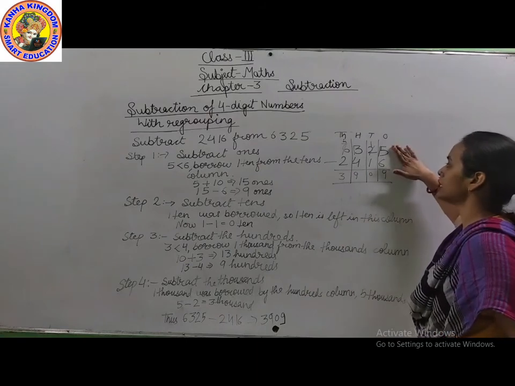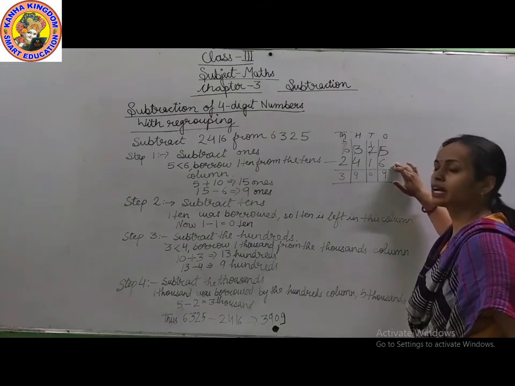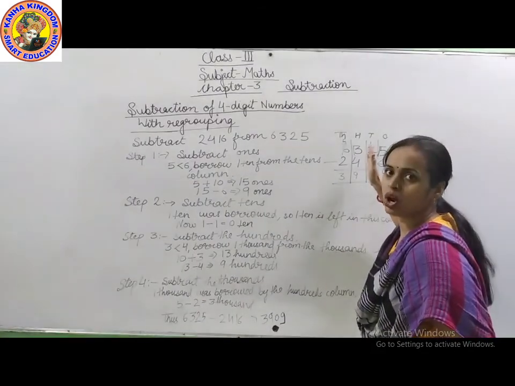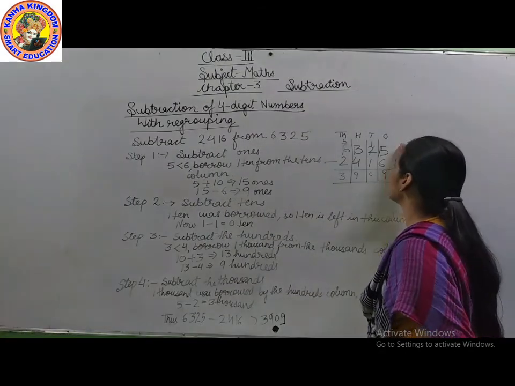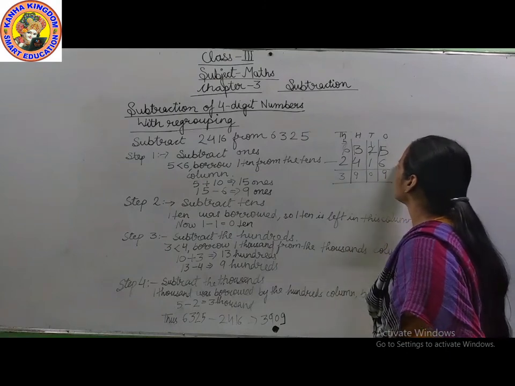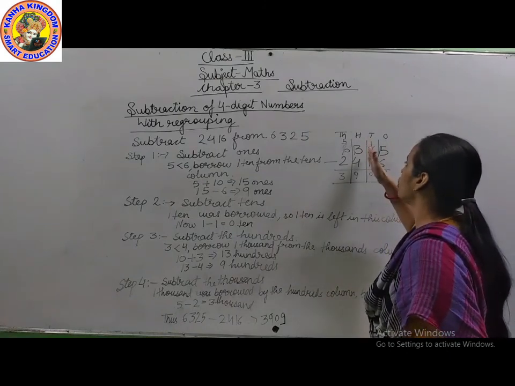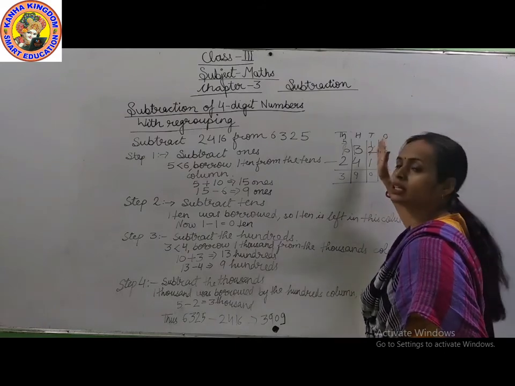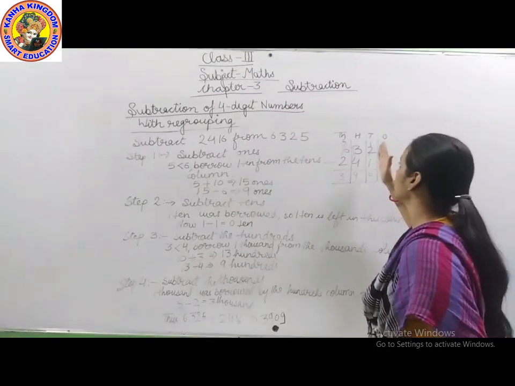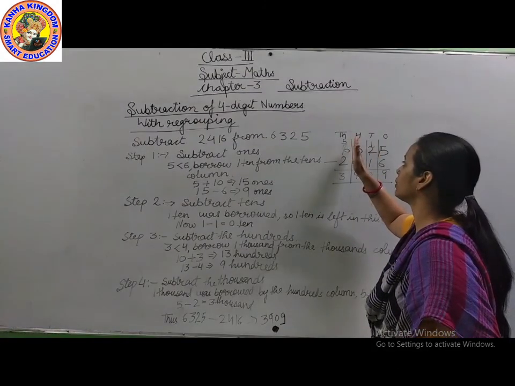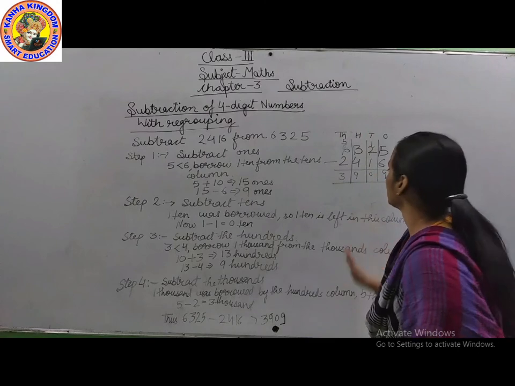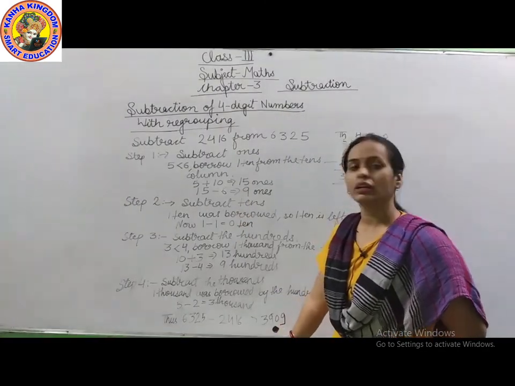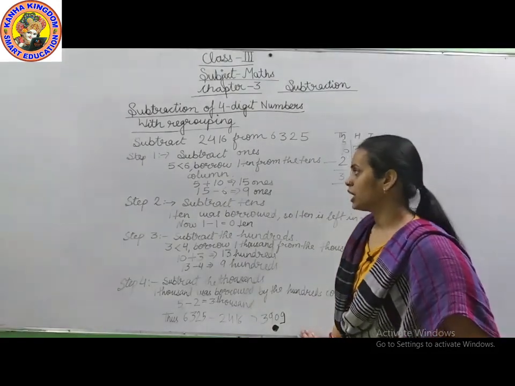Okay? If the top digit is less than the bottom digit, we have to borrow from the next column. If the ones digit is less, we have to borrow 1 ten from the tens column. If the tens digit is small, then we have to borrow from the hundreds. Okay? This is the way with regrouping. Write this down in your notebook.